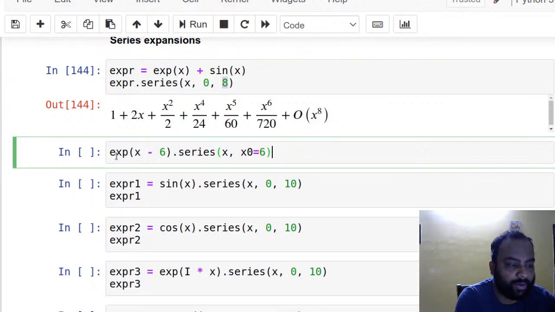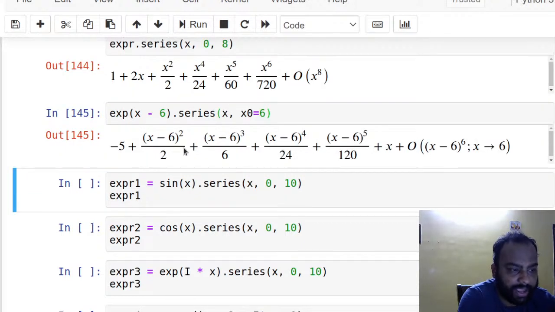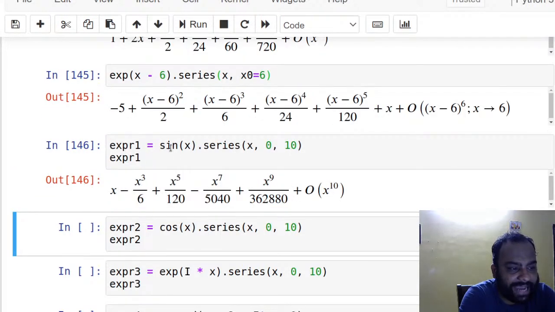All right, and we can also evaluate the series expansion at certain other points. Maybe I don't want to expand about 0, maybe I want the series expansion about a certain other point. Again, we are doing a Taylor series expansion. If the initial point about which we are doing the series expansion is something other than 0, then this is the syntax. This is again a keyword argument that we are passing in. So this is the series expansion about x equal to 6 for e to the power x minus 6, for example. All right, so again we can just directly say the series expansion.